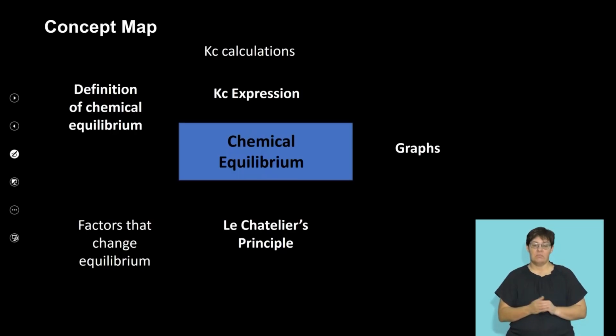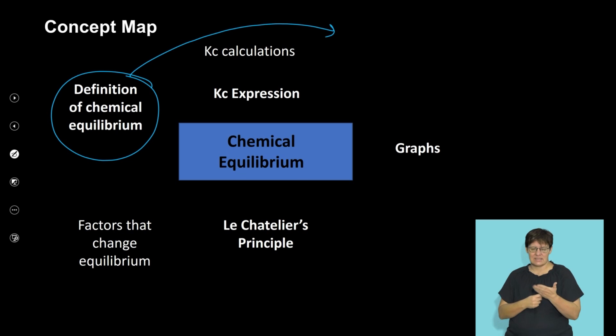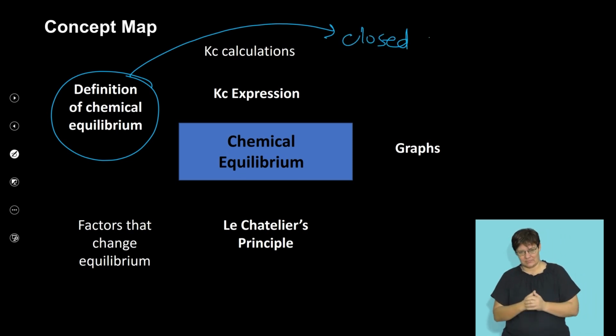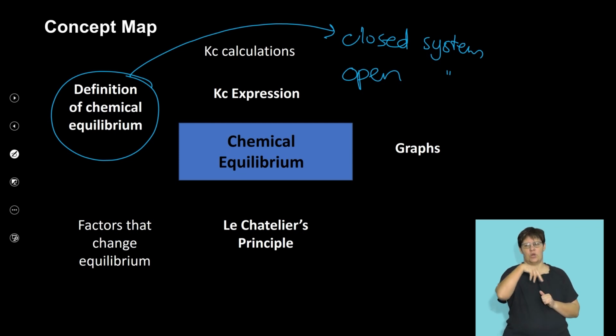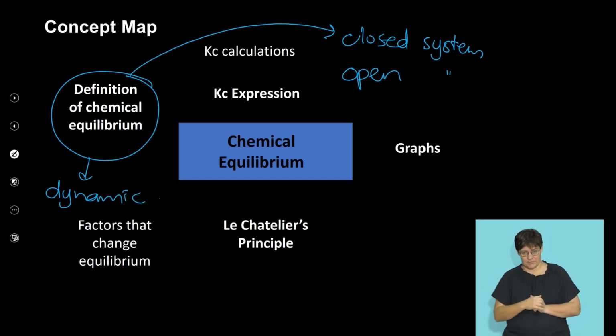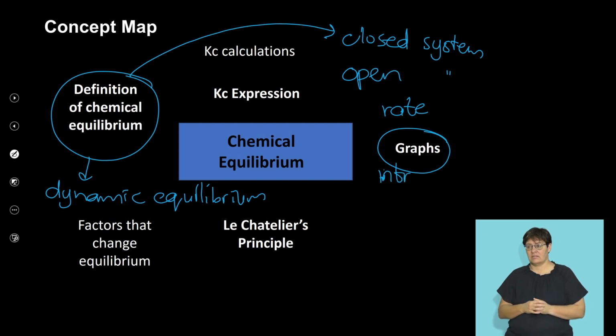The last time that we did chemical equilibrium, we looked at the definition of chemical equilibrium. We unpacked it, and we spoke a little about closed systems and open systems. We looked at reversible reactions, and we also looked at the definition of dynamic equilibrium. And we looked at the graphs. On the graphs, we specifically looked at the rate graph, and I started to introduce the graph which we call the concentration graph.